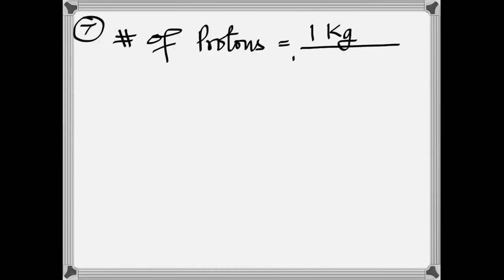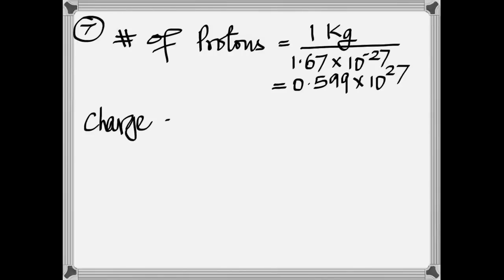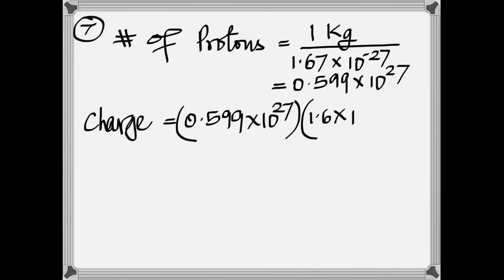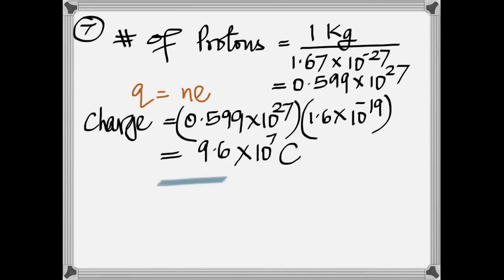7. What is the charge on 1 kilogram of protons? First find the number of protons. Divide the mass by the mass of 1 proton. Get the number of protons, and you know that the charge on a proton is of the same magnitude as that on an electron. So to find the total charge, use Q is equal to NE. And the answer is 9.6 times 10 to the 7.